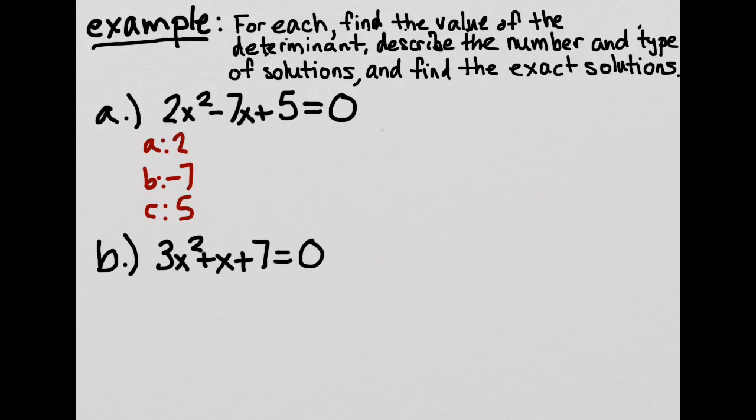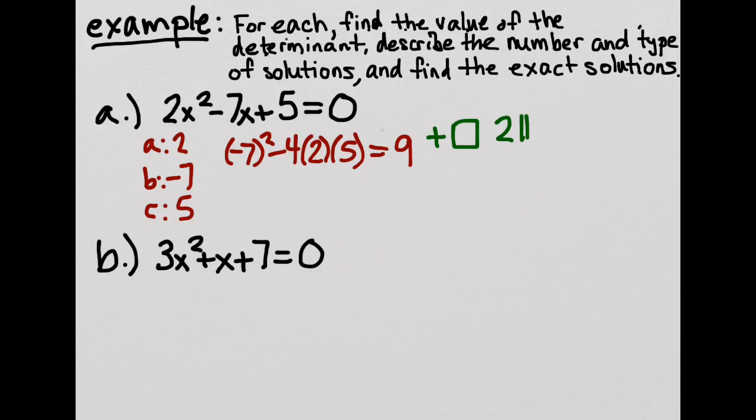So let's plug that into our discriminant. So b squared, that'll be negative 7 squared, minus 4 times 2 times 5, and that is going to give us, let's see, 49 minus 40, so that is 9. Okay, if we use our rules, we can see that this is a positive number, and it is a perfect square. So this tells us that we are going to have two real rational solutions.